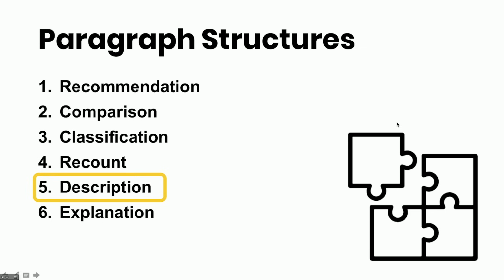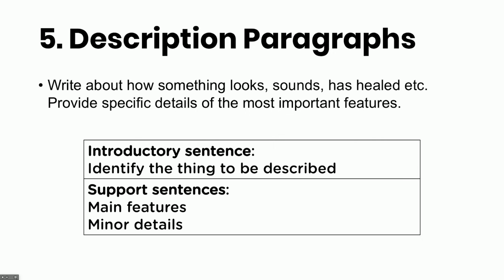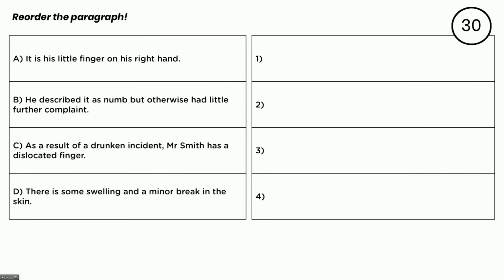Cool. Let's have a look at a description type of paragraph. Again, a pretty common one in OET writing. This is where you write about how something looks, sounds, or has healed, etc. Again, it's a bit like a story, but more descriptive. And you provide specific details of the most important features. So in the introductory sentence, you should identify the thing to be described. You want to show main features and then minor details. So again, your paragraph will go sort of, always think most important, least important, or main features, minor details, most recent, most distant, something like that, okay? Okay, so what are we doing? Reorder this paragraph here, bearing in mind that it's a description paragraph.